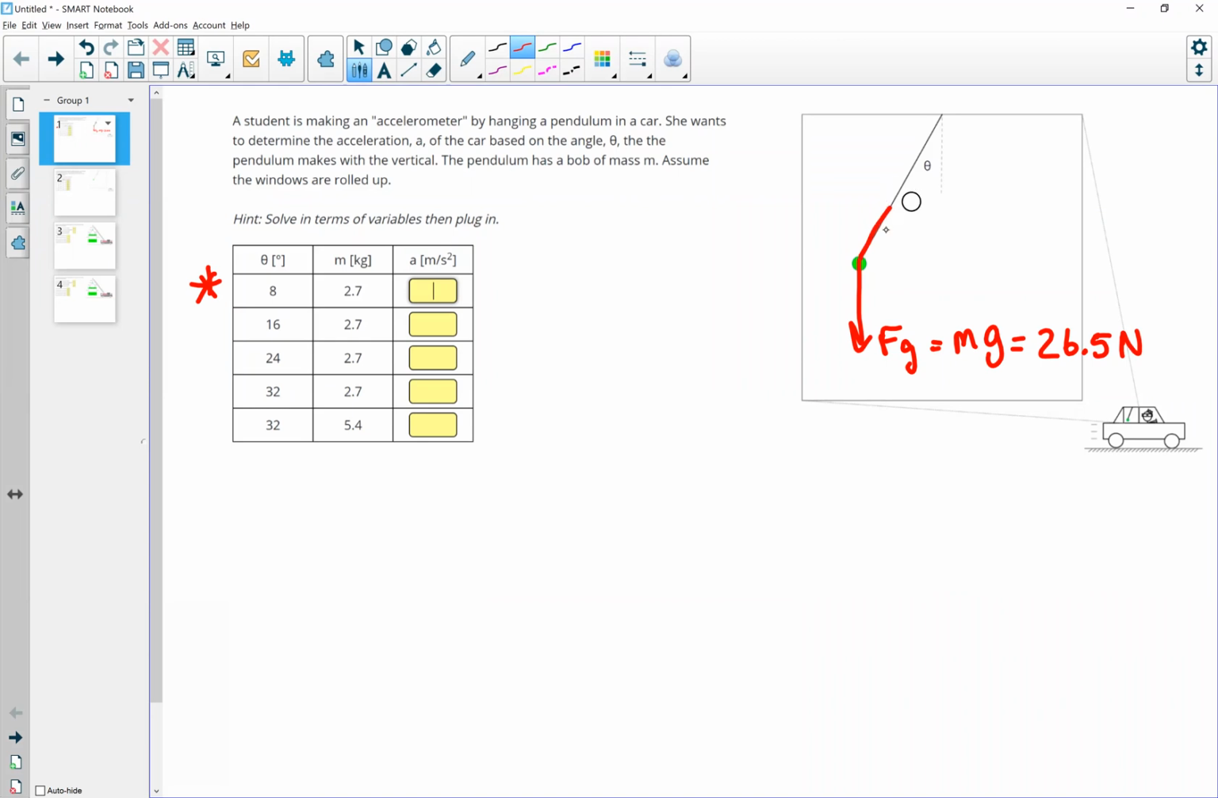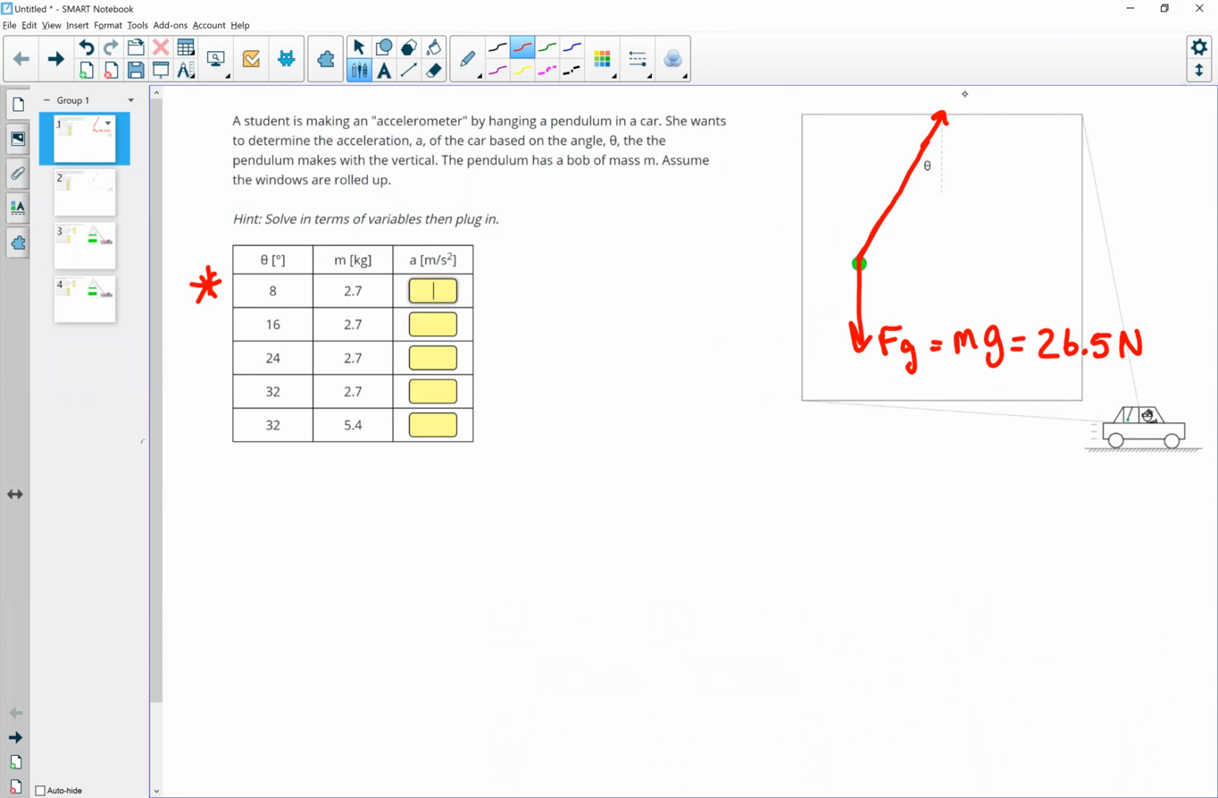And then there's going to be tension in this line. Actually, let me draw that a little longer, and I'll just go up the full length so there's more room and we can see that angle better. There's tension up in this line and we don't know what that value is, but these are the only two forces at play.